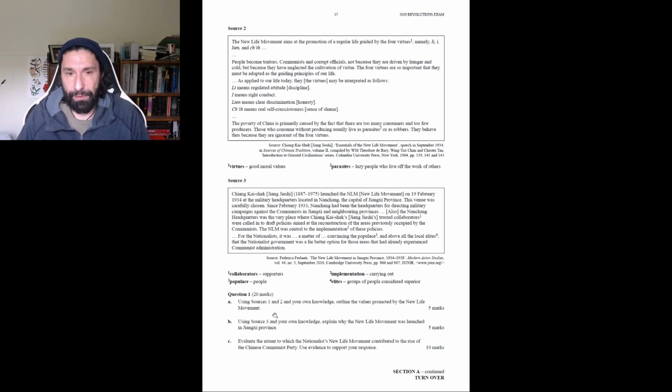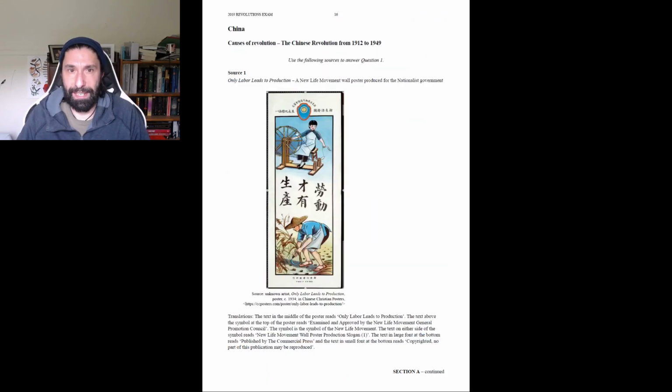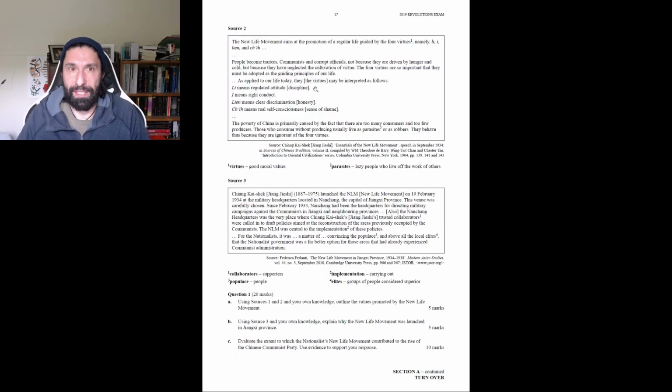Question A: using sources 1 and 2 and your own knowledge, outline the values promoted by the New Life Movement. Well, they're there. That's about working hard, labouring to increase production, and then here are some of those virtues that were promoted during the New Life Movement by Chiang Kai-shek and the Kuomintang. So there are no issues really using the sources to answer that question.